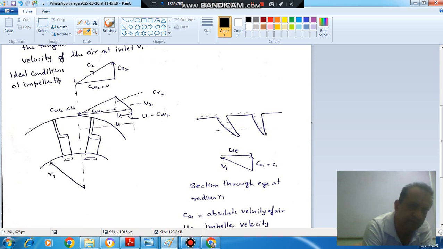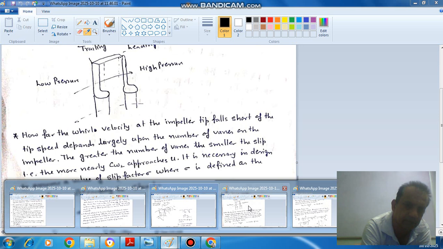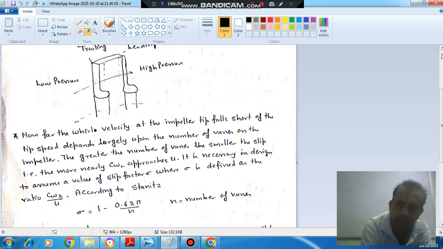So here we can see that Cw2 is less than U. Cw2 means the tangential component of air velocity is less than the impeller speed, that is U. Ideally, Cw2 should be equal to U. The reason for this lesser quantity of Cw2 as compared to U is slip. So this effect is known as slip. Now we will study slip in this video.